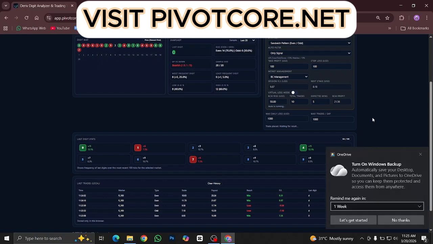As we wrap up this session, you can see the results of our 10-trade plan. Trading is a marathon, not a sprint, and tools like PivotCore are the ultimate gear for that race.